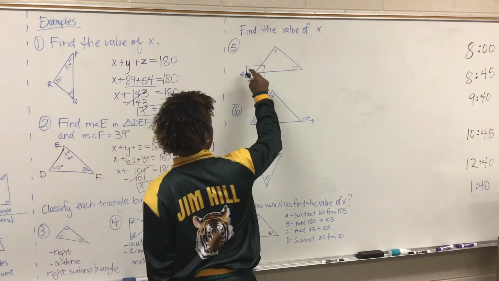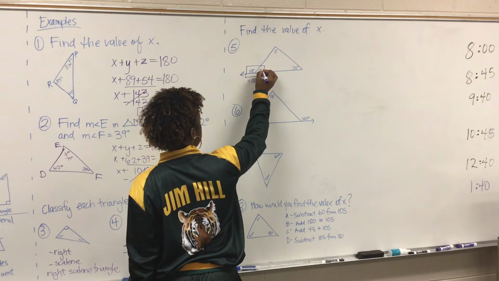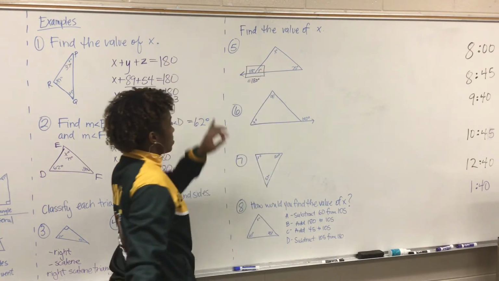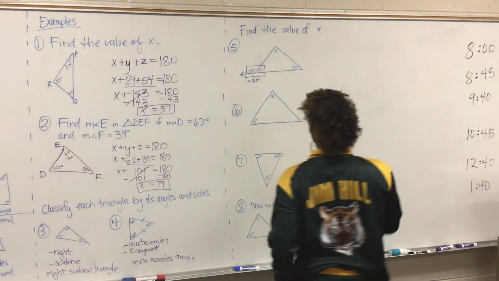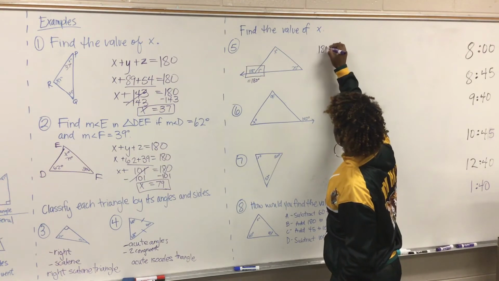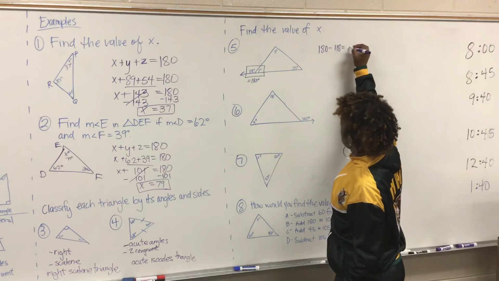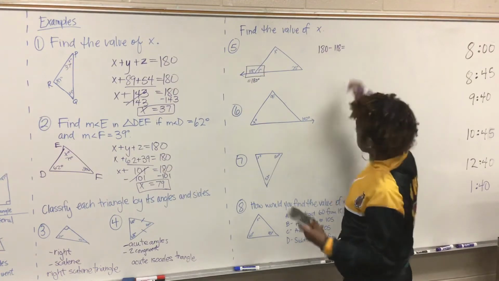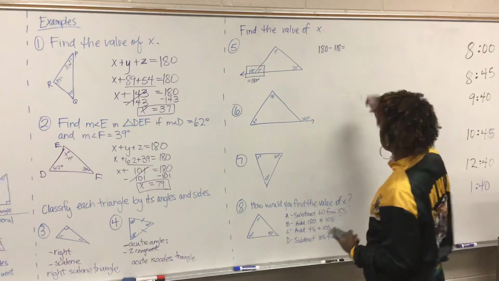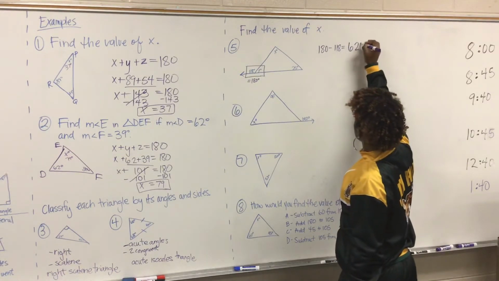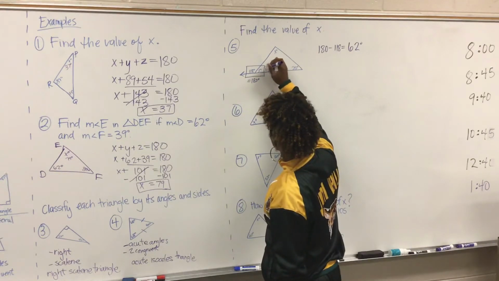So when I add 118 plus this, we'll call this y, 118 plus y, I should get 180 degrees. So if I subtract 180 minus 118, that'll give me 62. So that's how I know this angle now is 62 degrees.